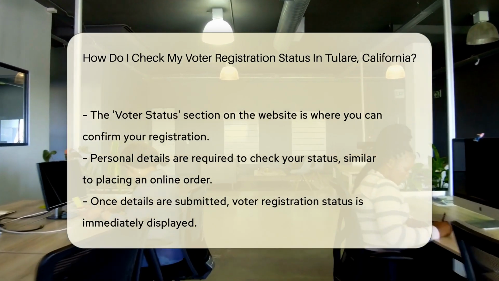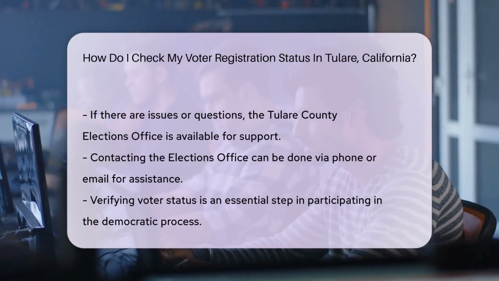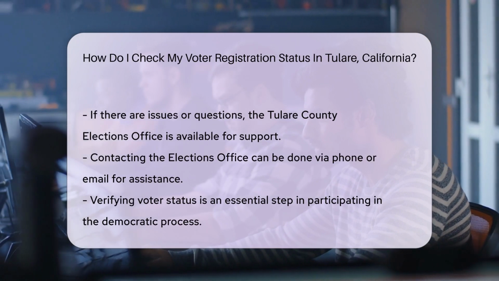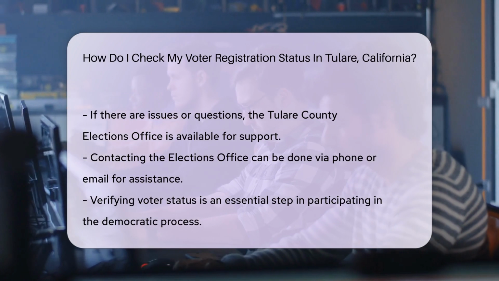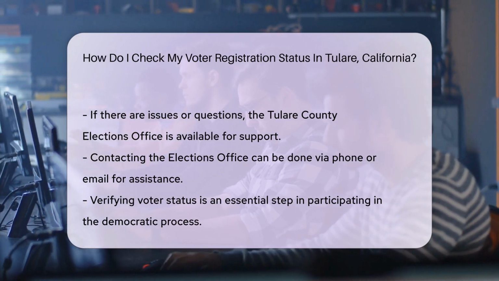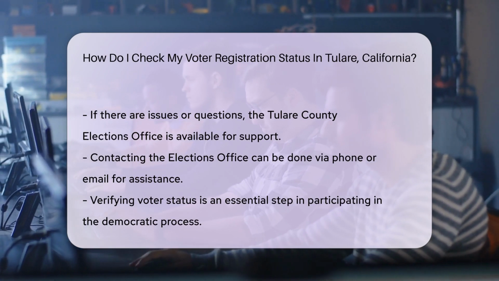Enter your personal details. It's a bit like making an online order, except you're ordering up your voting status. Voila, your status pops up. It's like getting a text back from Democracy itself. If you hit a snag, don't fret. The Tulare County Elections Office is your backup band. Give them a ring or drop an email. They're like the customer service of voting, helpful and ready to assist.